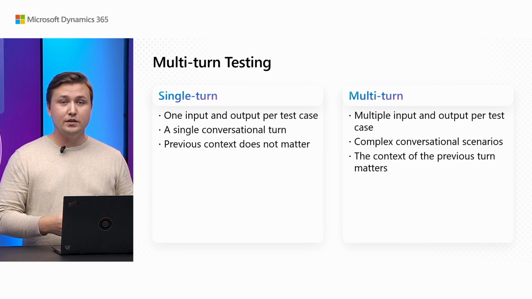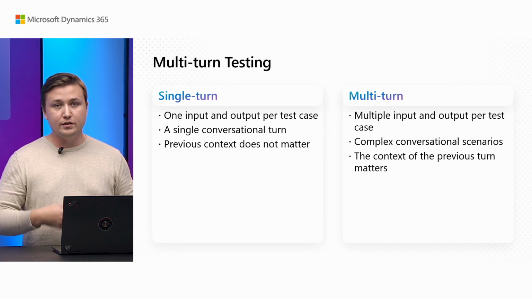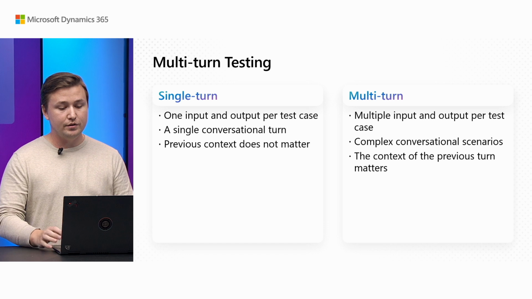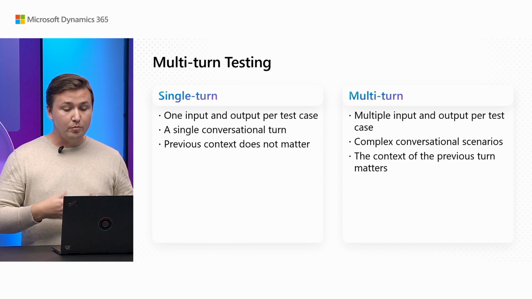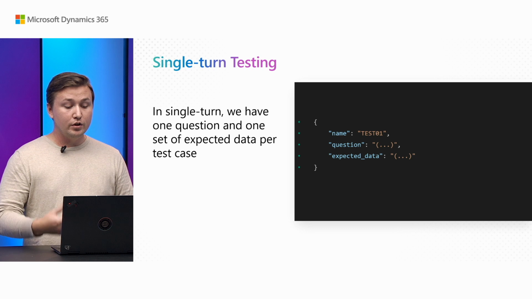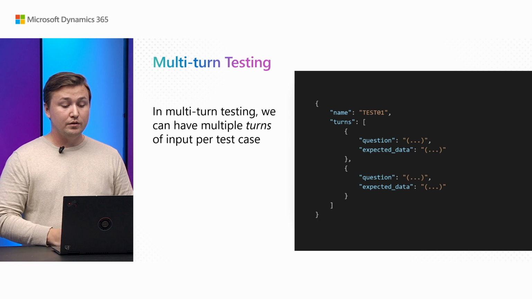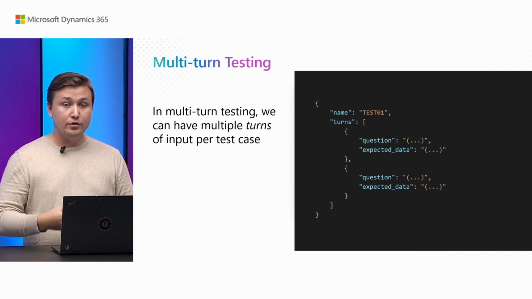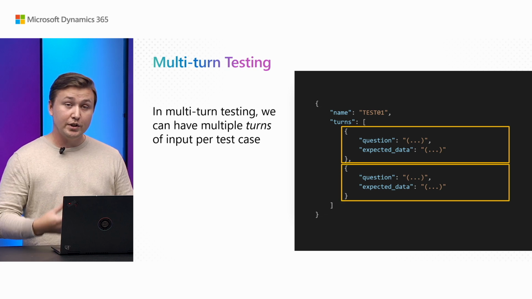What that means is for marketing text, if we call it once and we call it again later, then the context of what happened before didn't matter. It's the same sort of generation that happens. In multi-turn, you might have multiple inputs and outputs per test case. This is complex conversational scenarios. You can imagine sort of a chat scenario where the context of the previous turn matters. In single-turn testing, we have 1 question and 1 set of expected data per test case, just as we saw. Now, in multi-turn testing, we can have multiple turns and input per test case. So you see the first question and expected data, and the second question and expected data.